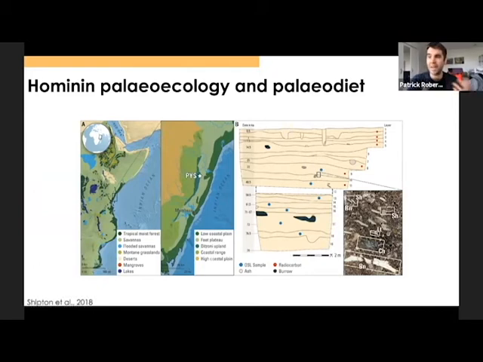So with these basic principles in mind, I now want to show you a couple of case studies that show where these different isotope systems can be used in hominin paleoecology and paleodiet, but also where some complexities emerge.